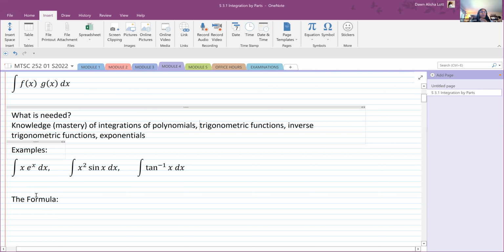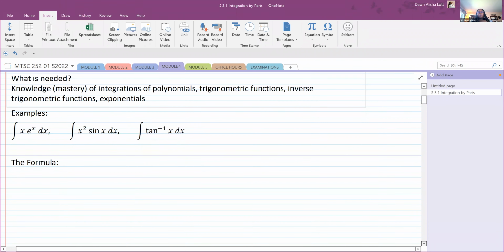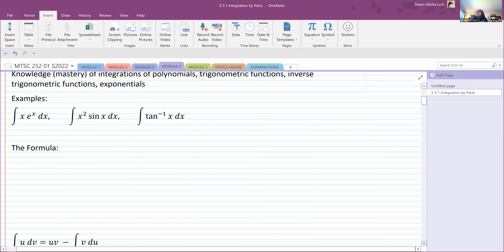Okay, so the integral of x squared sine x dx, that's another one. We got two functions. How do we integrate it? The integral of tangent inverse of x, well, there's only one function there, but the question is, how do we integrate that? Because it's an odd function, and it's not something that we've done. So here's the formula. So let's recall the formula from differentiation.